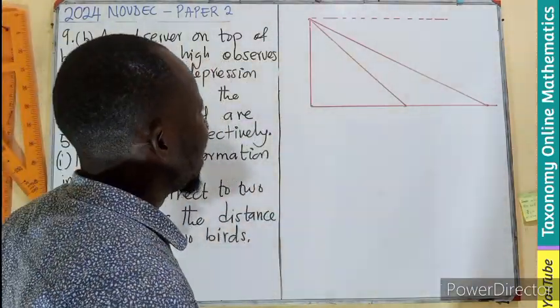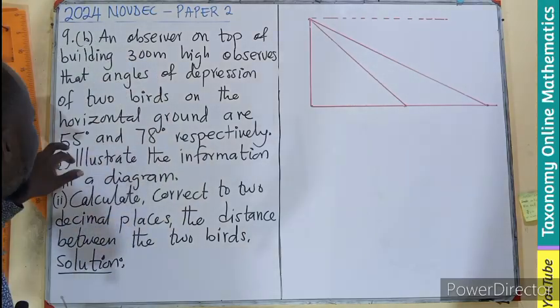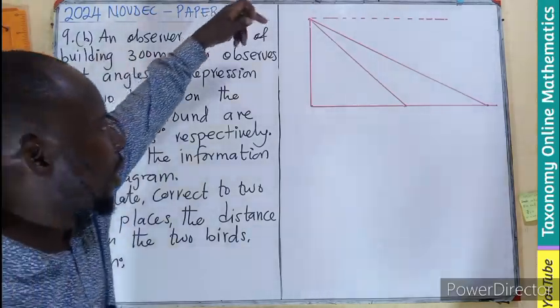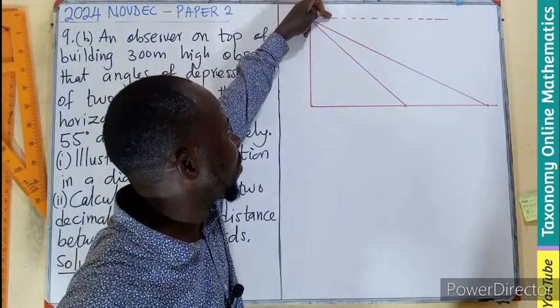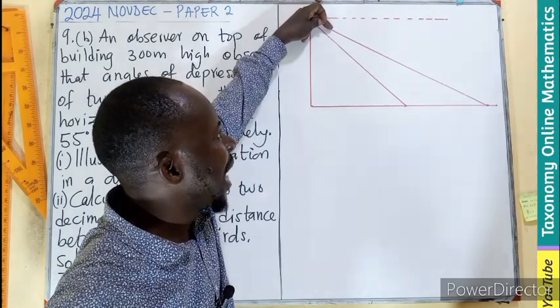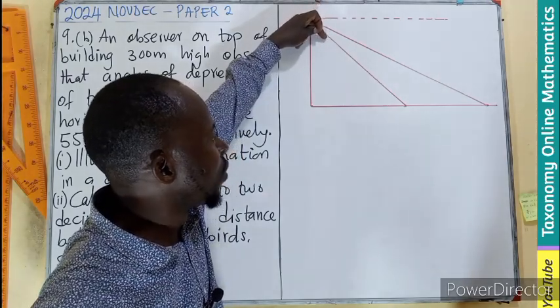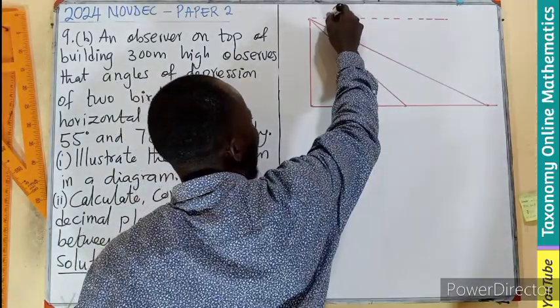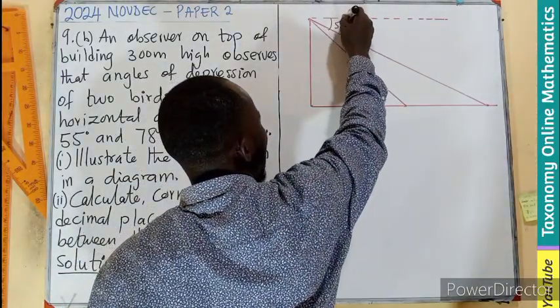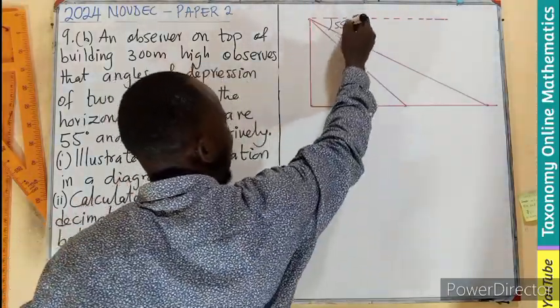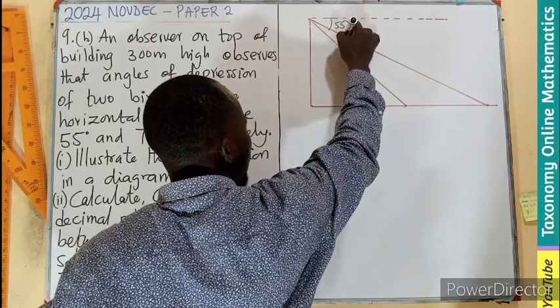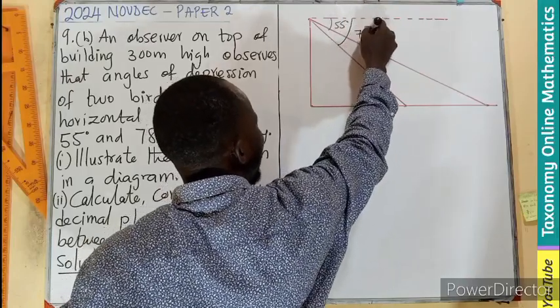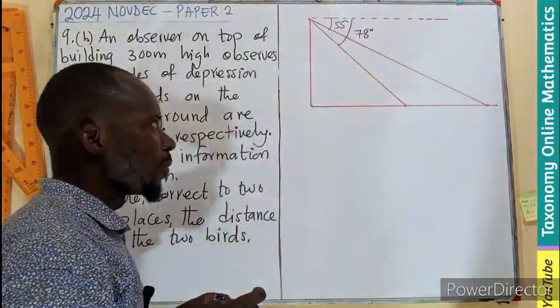Let's see the angle of depression. When you are on top, as you are moving down, you are getting closer, so the angle will be smaller. As you move, it will be increasing. So the first angle here is the angle 55 degrees. Then if you move from the top all the way down, you have 78 degrees.